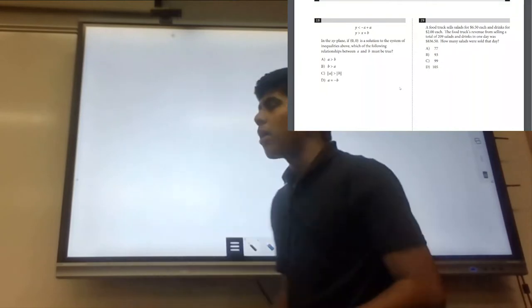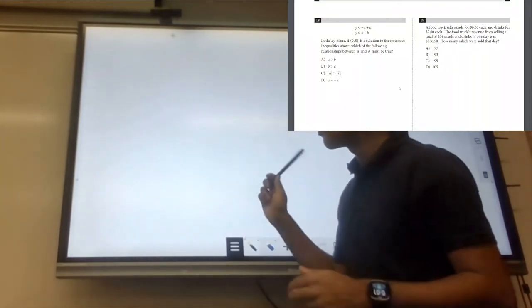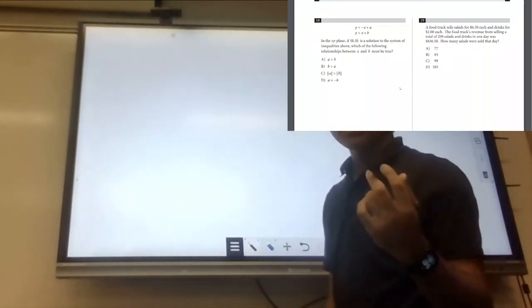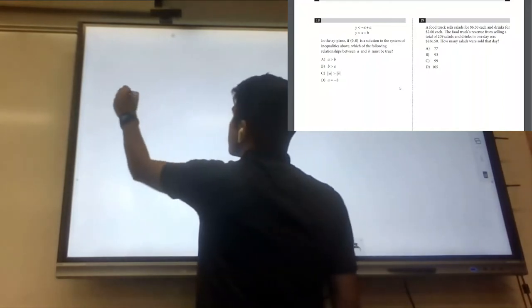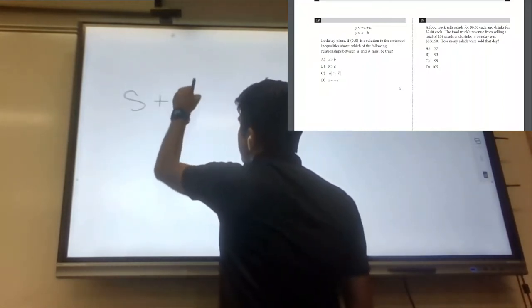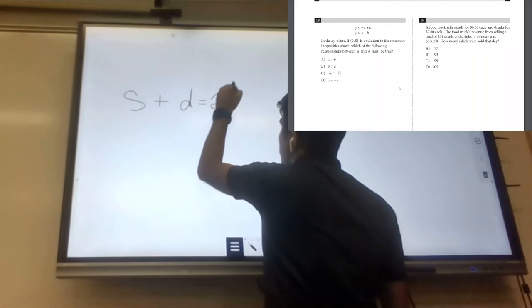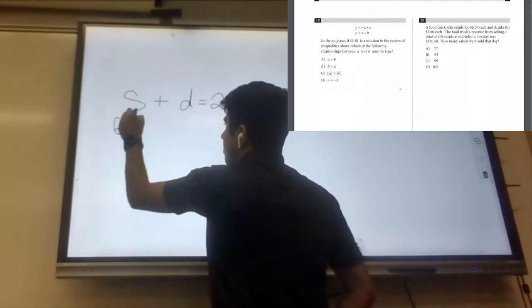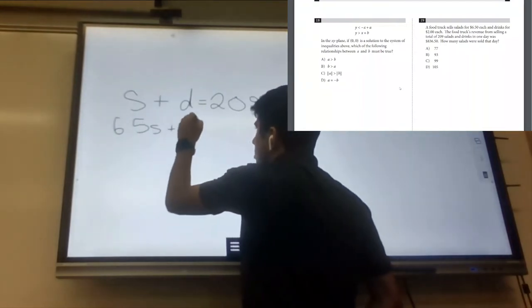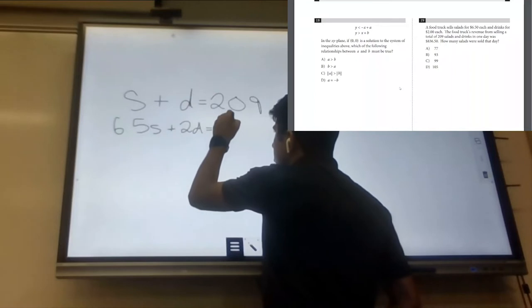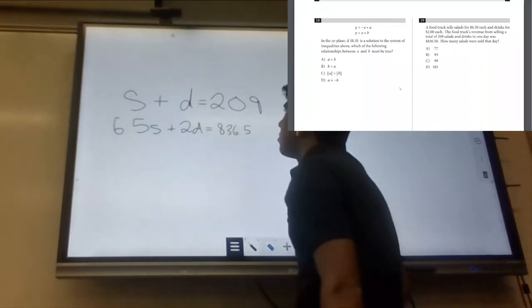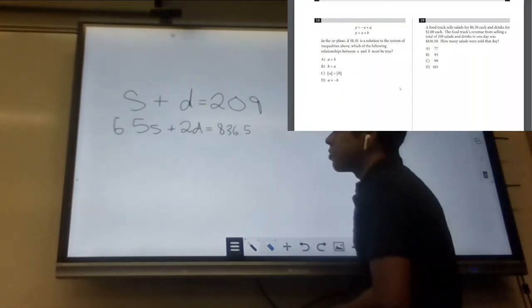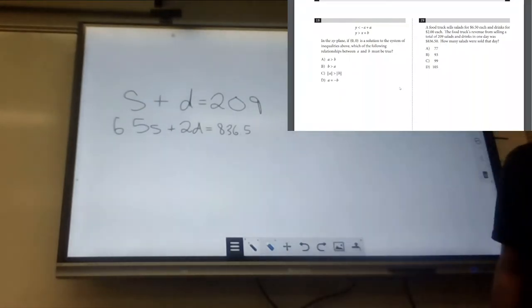Okay, so before we actually solve this, we need to think about how we are going to set this up. So they sold 209 salads and drinks. So number of salads, S, plus number of drinks, D, is going to equal 209. And then each salad was 6.50, so that's going to be 6.5s, plus $2 per drink, and they made 836.5, right? That's it. Now we have a system of equations, so we can just use elimination on this.